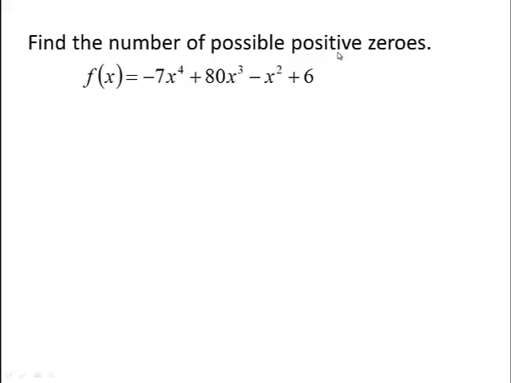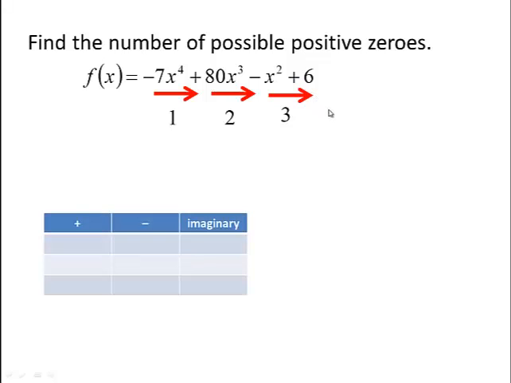Find the number of possible positive zeros. You count the sign changes. There's one sign change from negative to positive, from positive to negative, and negative to positive again. So there's up to 3 maximum.